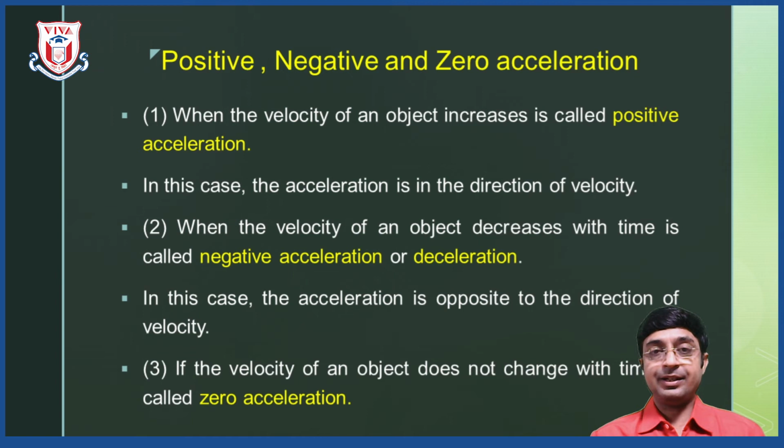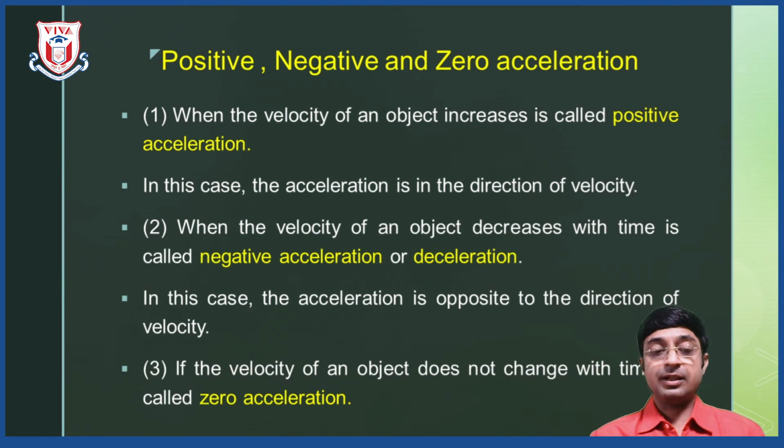Now second point: when the velocity of an object decreases with time, it's called negative acceleration, also called deceleration. For example, our bicycle is in motion, and when we apply the brakes, what happens? The velocity of our bicycle decreases, but the displacement is in the forward direction. That's why, in the definition, when the velocity of an object decreases with time, it is called negative acceleration or deceleration, and therefore the acceleration is opposite to the direction of velocity.